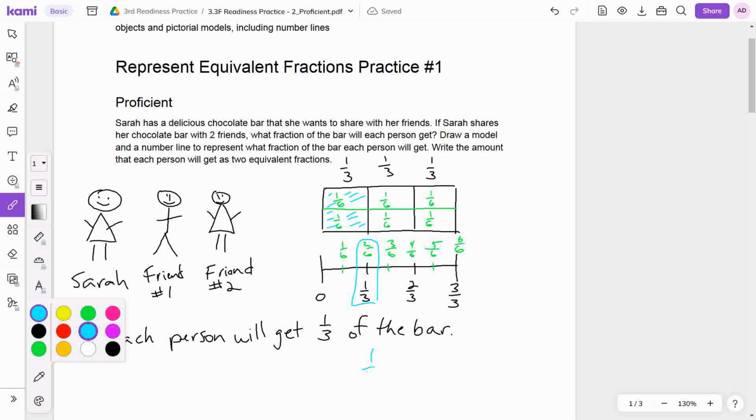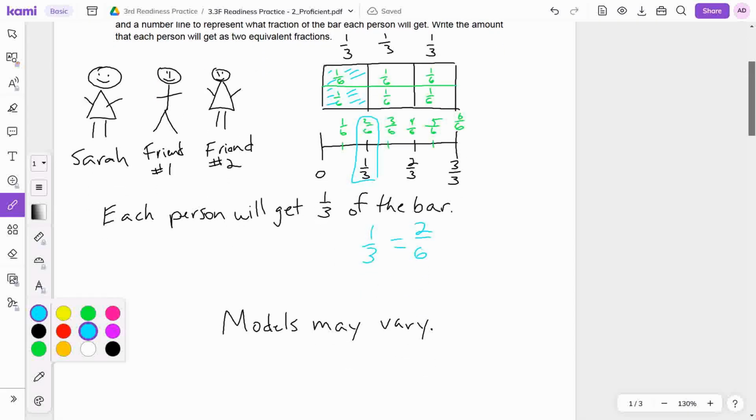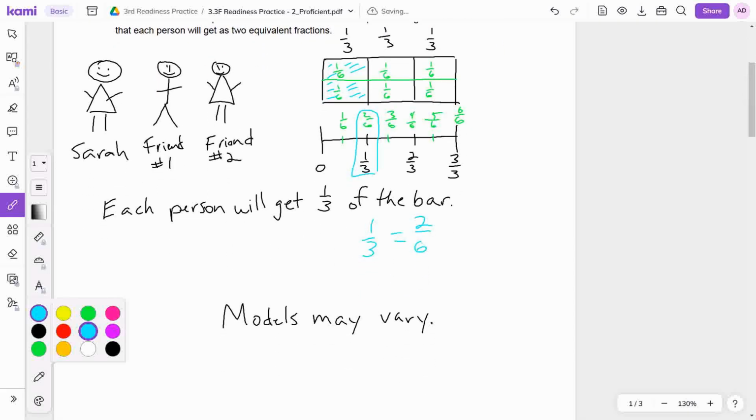So there I could say 1/3 equals, or is equivalent to, 2/6. Now that's not the only equivalent fraction of 1/3, but that is probably the simplest one for us to access. So I will also say equivalent fractions may vary because there are more ways to show fractions equal to 1/3. But that is at least one version of an answer that we can use to satisfy the question for number 1.